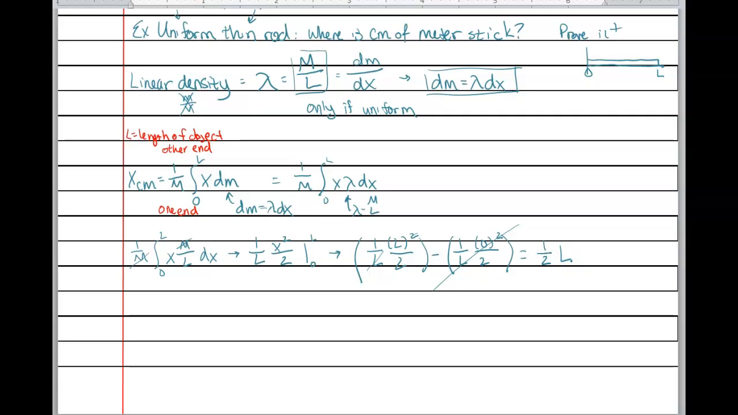If our meter stick is 100 centimeters long, then the position of my center of mass is, well, it's halfway through it. It's at 50 centimeters. Okay, you get it, though. The position of the center of mass is 50 centimeters. Holy cow. Something that you already knew, but now we proved it with the math.